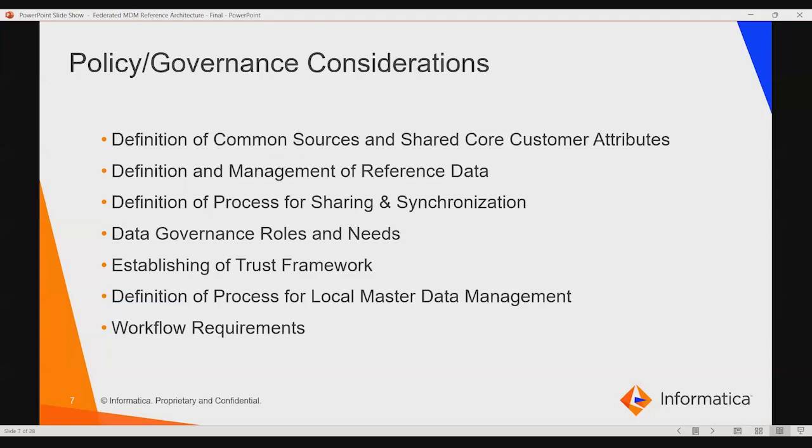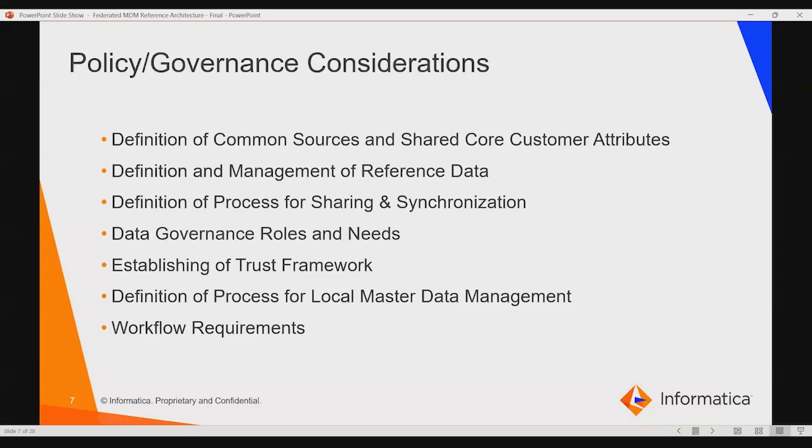Establishing of trust framework. Of course, if you have multiple sources in multiple countries, you would need to trust a particular source more than the other source when it comes to certain business attributes. So we need to come up with a consensus for understanding that, okay, I trust these attributes or columns more than these attributes for this particular country, so that ultimately the trust framework is going to play a very essential role in matching of the data. So that's where we need to take this into consideration.